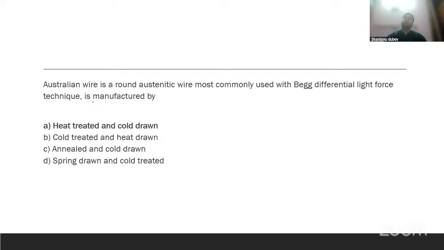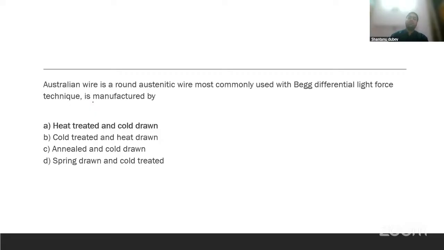It was used maybe during the time of your readers or professors when they were students. At that point of time it was used. But since it has been asked once, I'll just tell you once. So Australian wire: is it heat treated, cold drawn, cold treated, heat drawn, annealed and cold drawn, spring drawn, cold treated? Australian wire is nothing but stainless steel wire which has been heat treated and cold drawn.